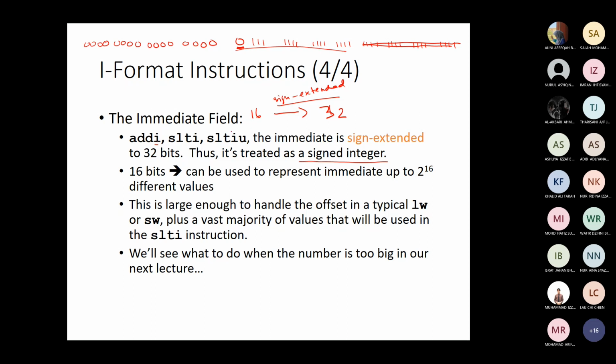Okay, so 16 bits can be used to represent up to 2 to the power of 16 different values. This is large enough to handle the offset in a typical load word and store word, plus a vast majority of values that will be used in the SLTI instruction. So SLTI is like if i is less than 50 or maybe 100, like that, so we can also use the SLTI instruction. We will see what to do when the number is too big in our next lecture. At the moment, it can only handle up to 2 to the power of 16 values.